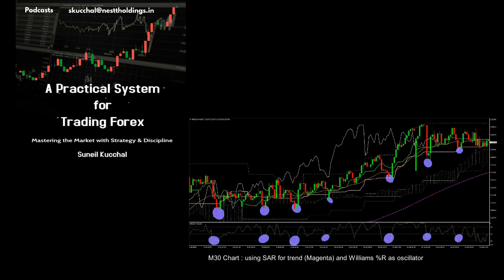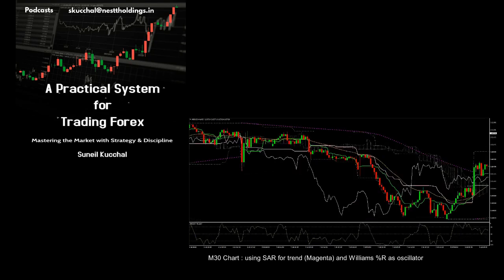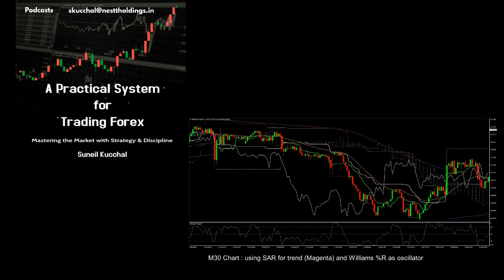Okay, this brings up a really important point. We've got these individual tools, SAR for trend, Williams PSAR for dips and rallies. How do we actually put them together effectively, combining an oscillator like Williams PSAR with a trend follower like SAR? Yes, and this is really the core of making these tools work reliably. It's about synergy. You absolutely hit on the key principle.